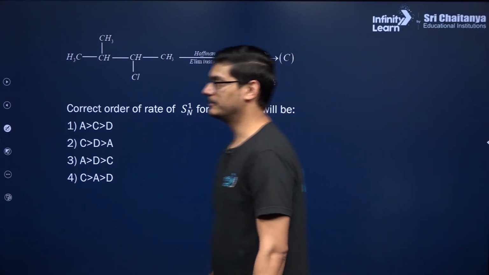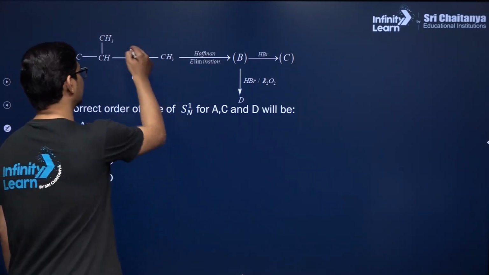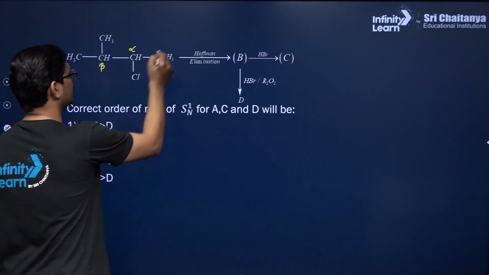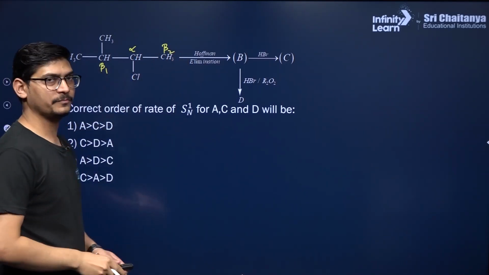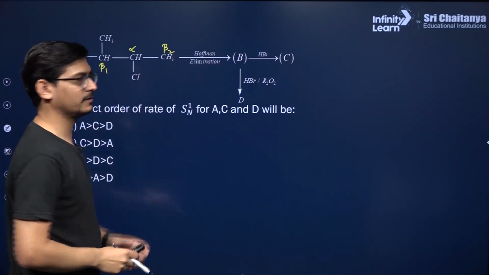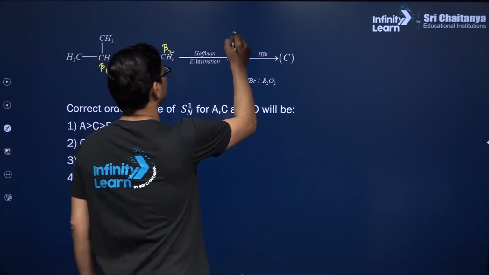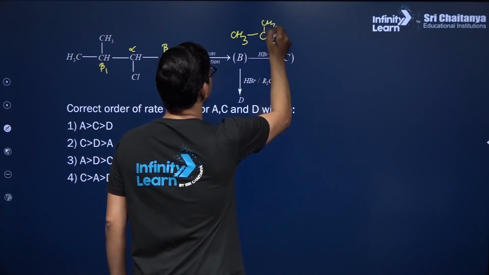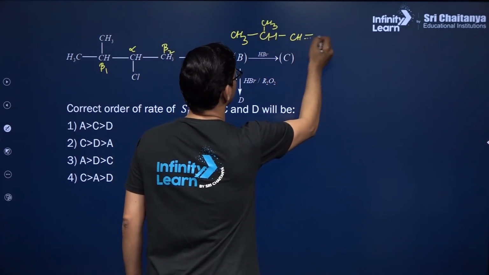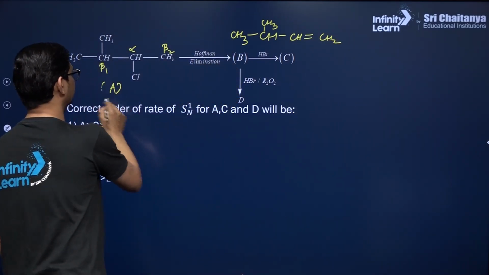Here, Hofmann elimination is the formation of the least stable alkene as the major product. So this is alpha, this is beta, and this is beta, right? Let us name them beta 1, beta 2. If I remove a beta hydrogen from beta 2, that will give me the less stable alkene, which will be the Hofmann product. So that will be CH3, CH, CH3, CH double bond CH2, right? By the way, this is compound A.